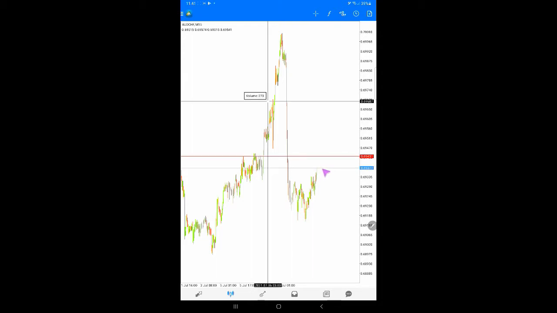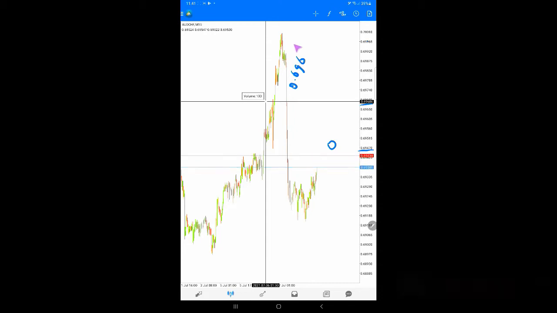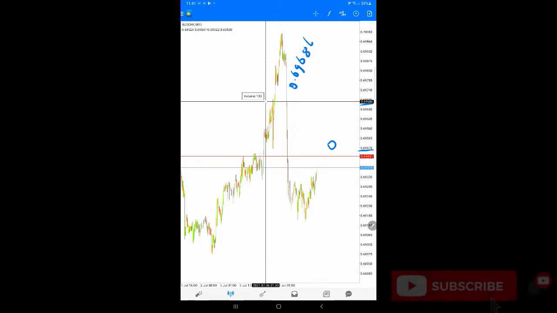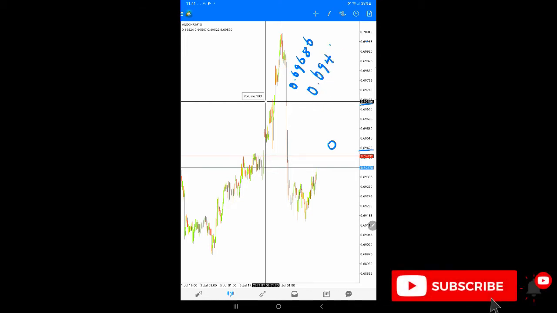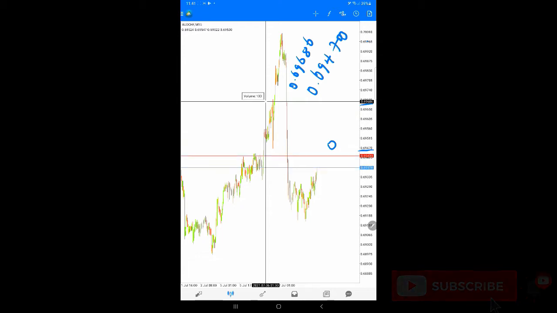Alright, so let's have from this price, this one here, to this price. So we'll have 0.69686 and we'll have 0.69470. Now what pip means is the difference between these prices. To get the pip of these two prices, you can minus this and this. You get the pip. That's just as simple as that.